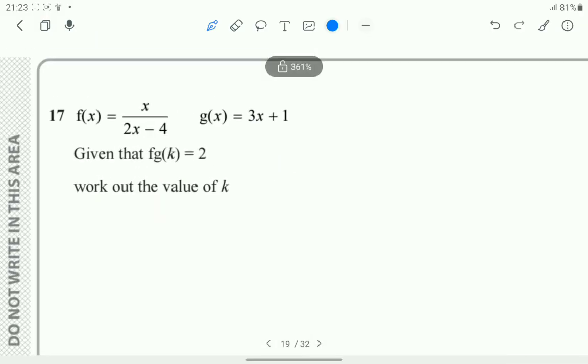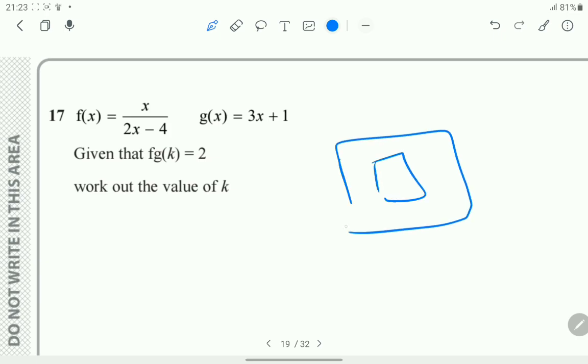So question 17 is about functions. f of x equals x over 2x minus 4 and g of x equals 3x plus 1. Given that fg of k equals 2, work out the value of k. Before we begin, note that there are two functions. This is a function within a function, sort of like Inception, a dream within a dream.